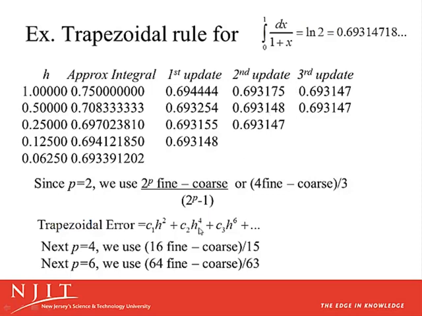Then we could go further. Once we've eliminated the h to the fourth terms, then our error would be on the order of h to the sixth. And so what we would do is take 2 to the sixth, or 64, times the fine value minus 1 times the coarse value over 64 minus 1, or 63. In other words, over here, we're taking 64 times 0.693148 minus 0.693175, dividing the result by 63, and we get 0.693147.